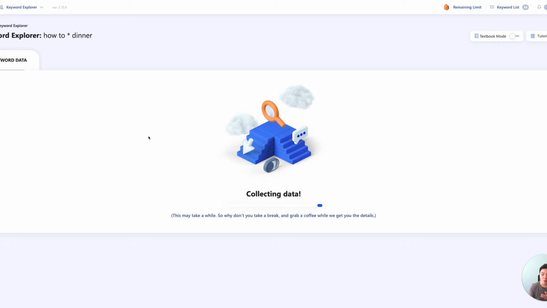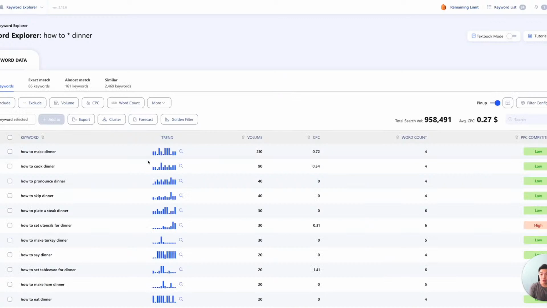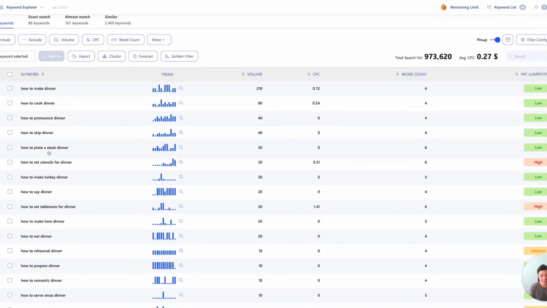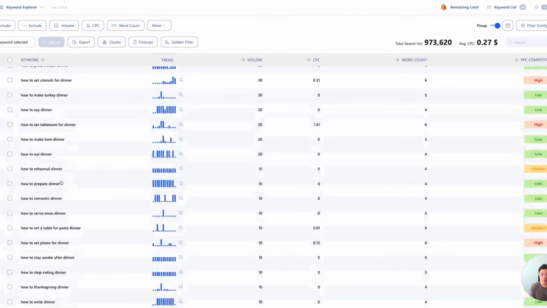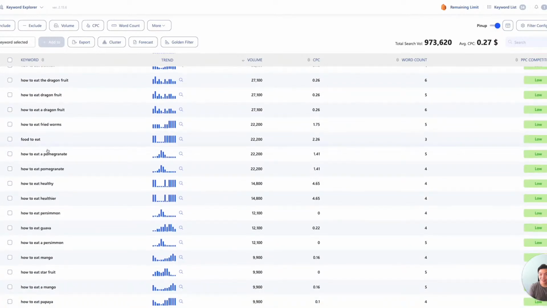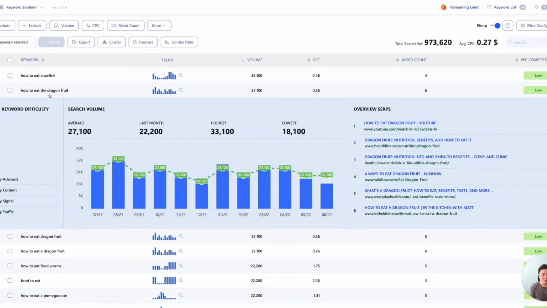How to is probably not the best keyword, but it could be how to start dinner. Just play around with the keyword and see what the data shows you, and from there you can probably find a use case. How to make, how to cook, how to pronounce, how to plate a steak, how to set utensils, dinner table set. Wow, how to eat crawfish, how to eat dragon fruit. This is incredible.